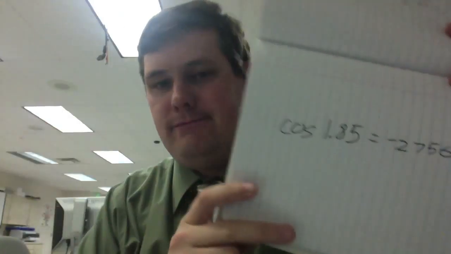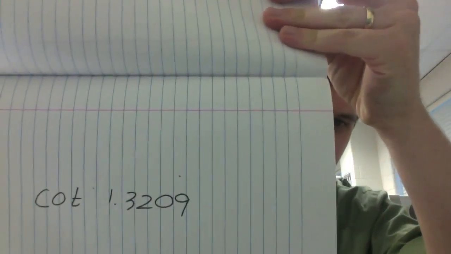All right, how's that? Done. Now let's show you a little bit of a harder one. That's super easy. The harder one is, here's one: the cotangent of 1.3209.